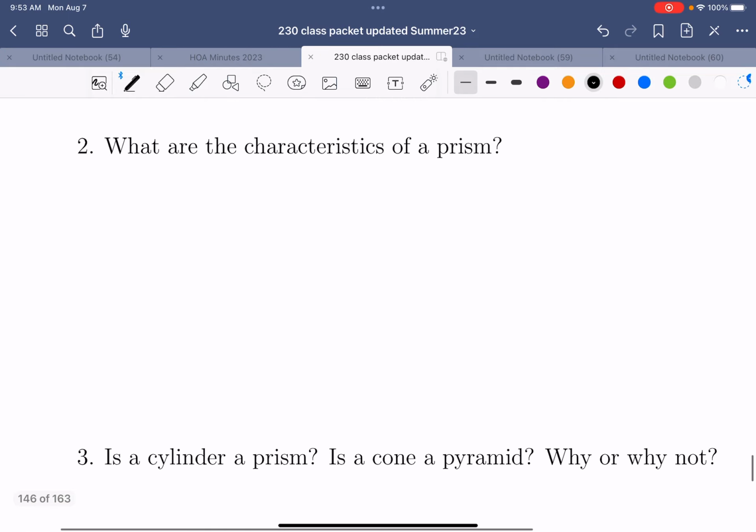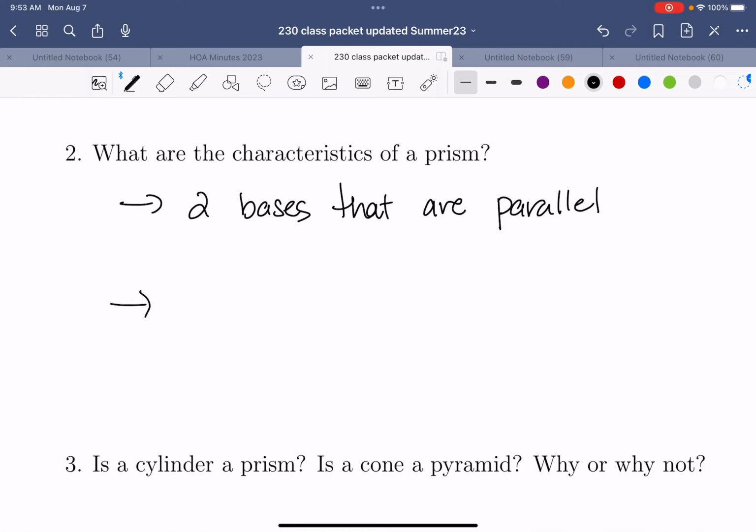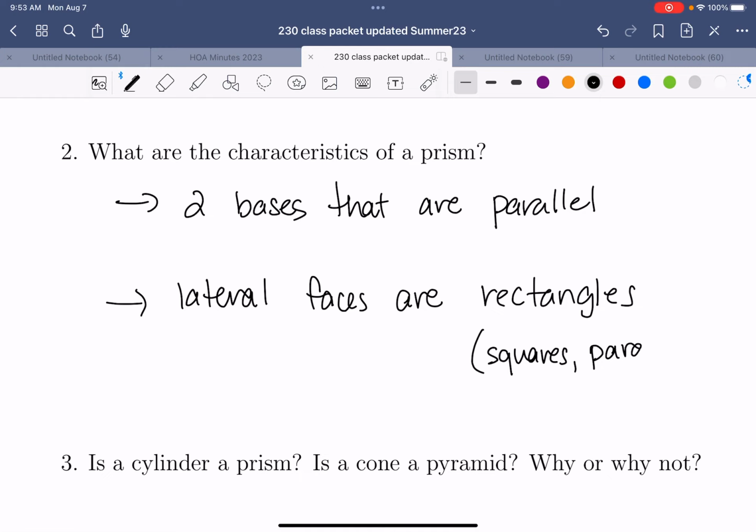Versus a prism, where we have 2 bases that are parallel. And our lateral faces are, in this case, rectangles. I'm going to say rectangles because we're primarily used to our right prisms, but in parentheses, I'm going to say these can be squares because squares are rectangles, and they can be parallelograms if it's oblique.